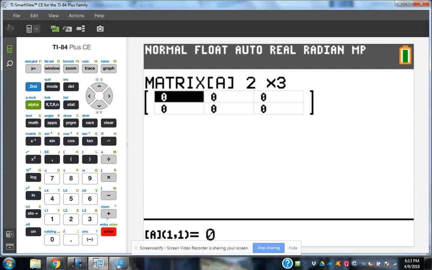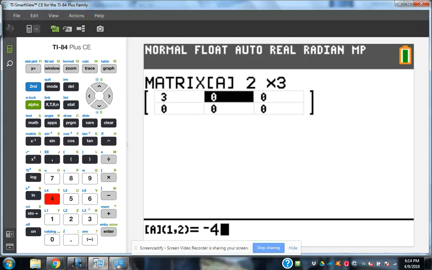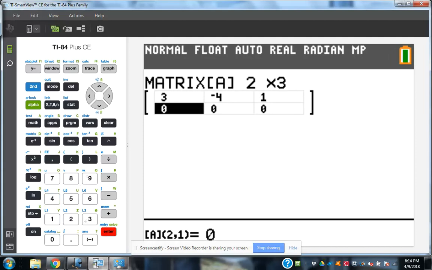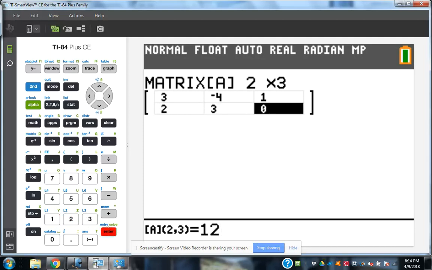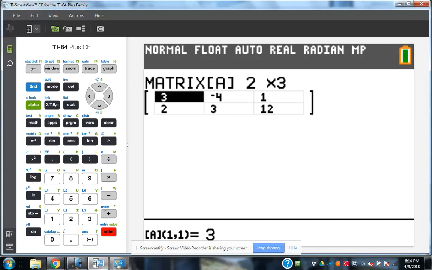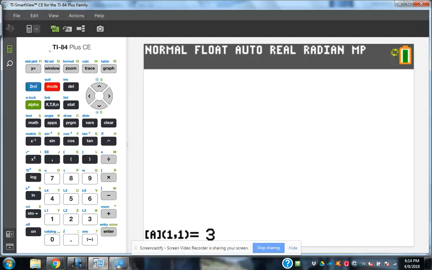We got 3, -4, 1. Is that right? So the coefficients, 3, enter, -4, enter, 1, enter. And the second row is 2, 3, 12. Okay. Enter that matrix into your calculator. Everybody got that in? I don't want to leave anybody behind. Then hit second, quit. Gets us back to the regular calculator screen.